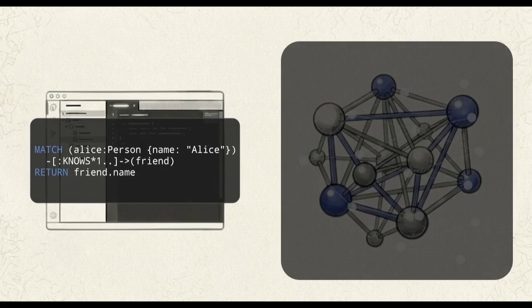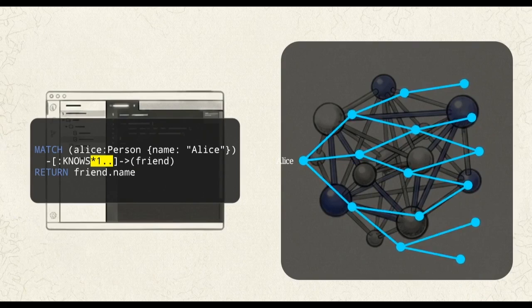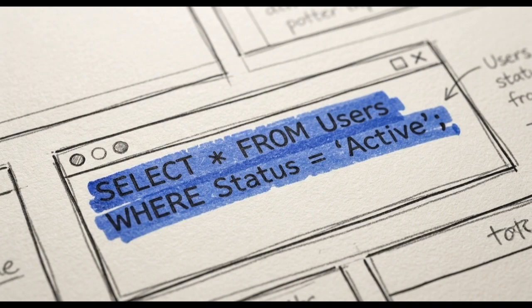Look at this query designed to match a path starting from Alice and traversing a knows relationship. By adding a simple variable length indicator, this syntax instructs the engine to traverse an unknown number of relationship hops, returning anyone connected to Alice through any length of chain. This illustrates how declarative query languages operate.